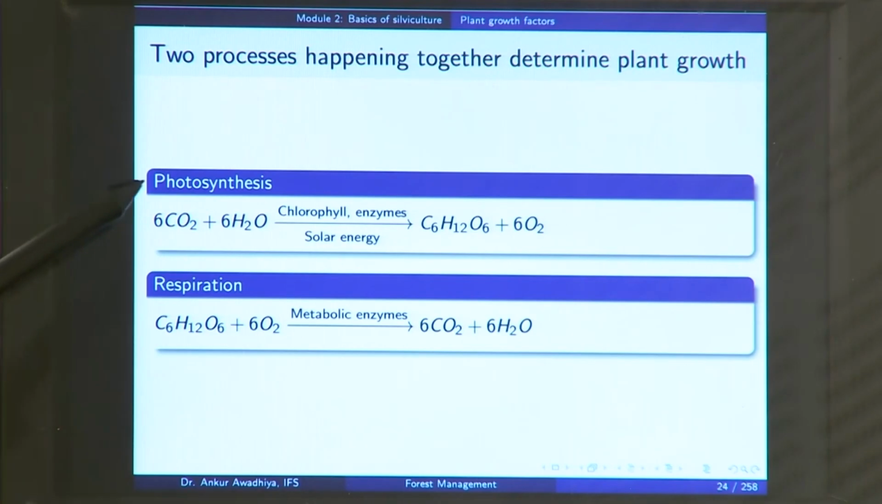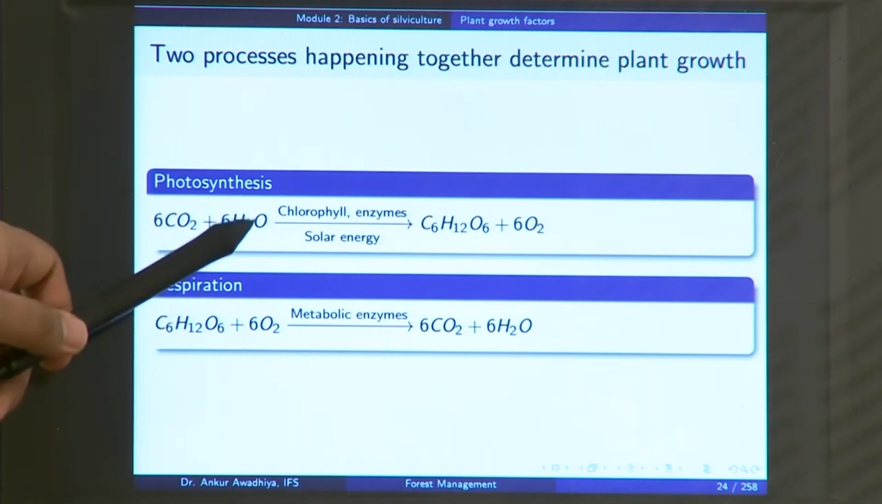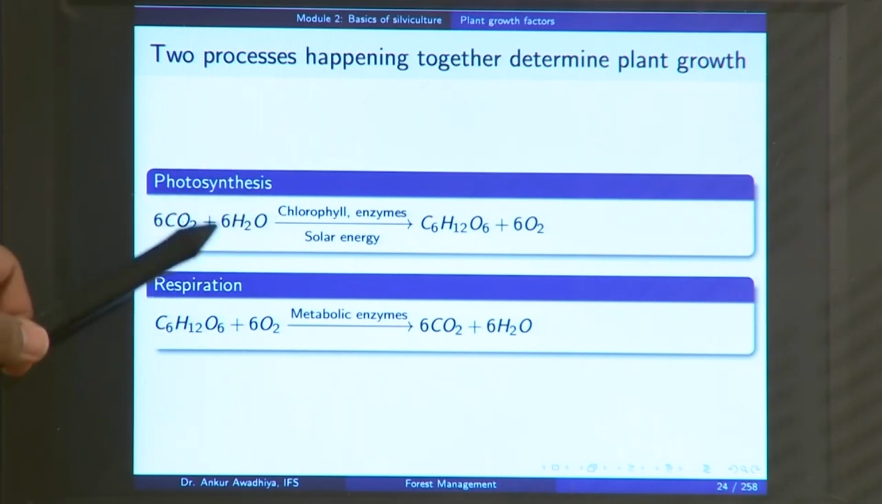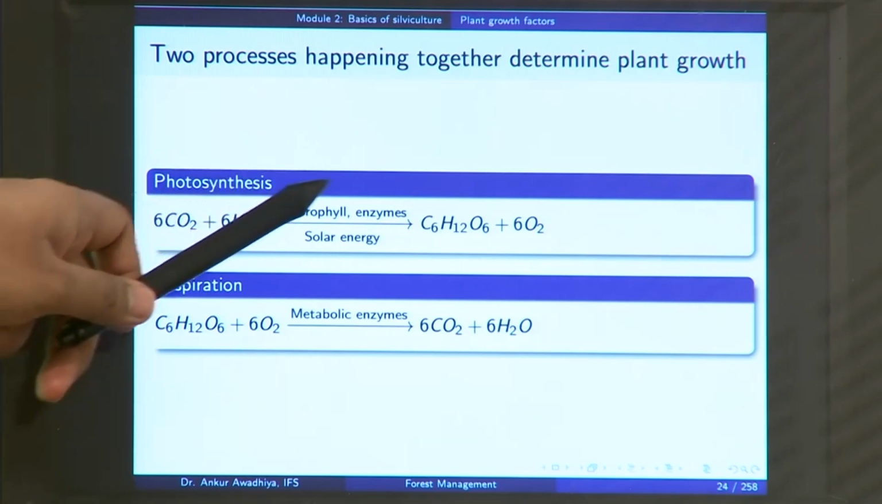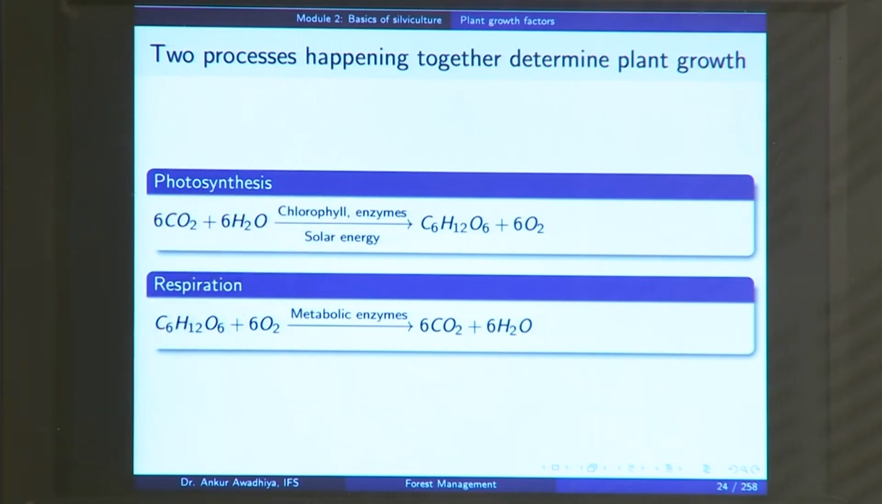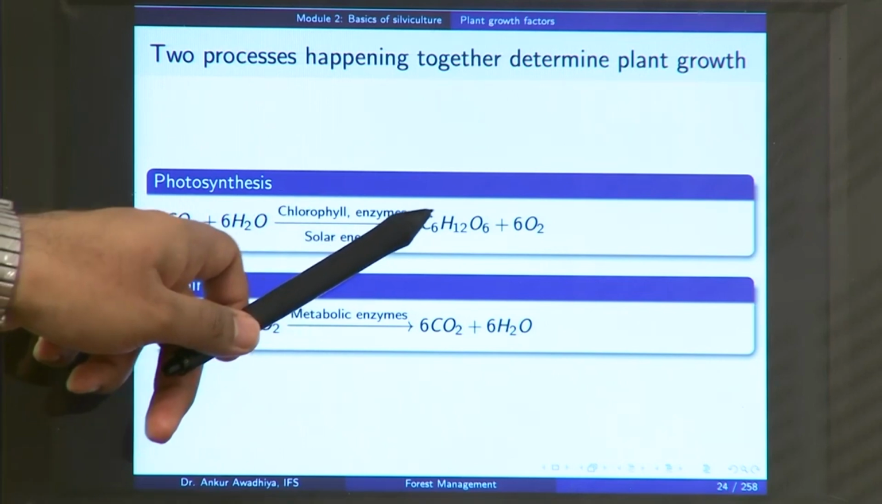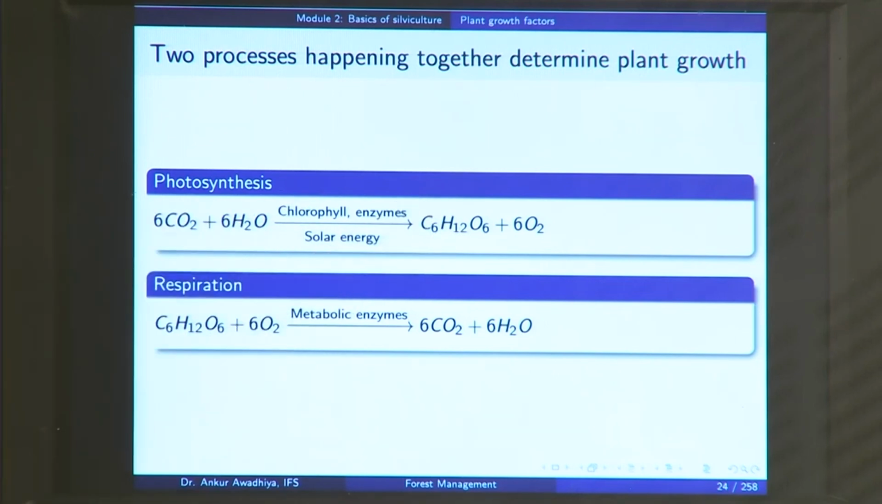So, here we have 6 CO2, that is 6 molecules of carbon dioxide together with 6 molecules of water in the presence of chlorophyll, other enzymes and sunlight will give you C6H12O6, which is the sugar, glucose, plus they also release 6 molecules of oxygen.